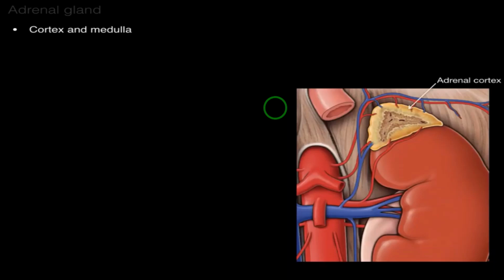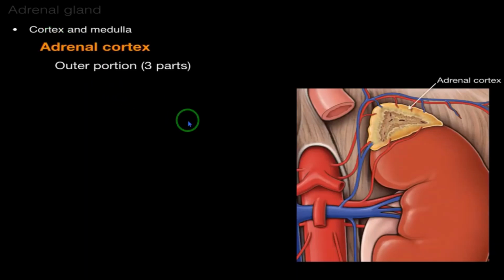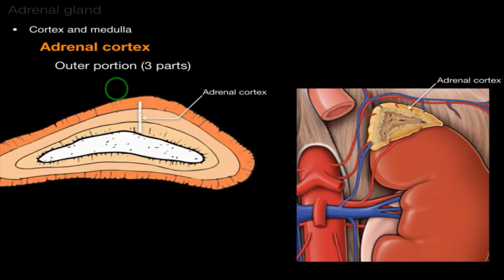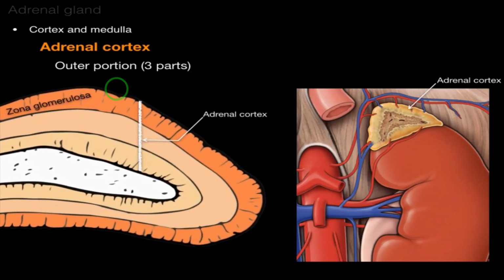Cross section of the adrenal gland. The adrenal gland has two regions, the cortex and the medulla. The cortex is the outer portion. This adrenal cortex has three parts, known as the zona glomerulosa, zona fasciculata and zona reticularis.